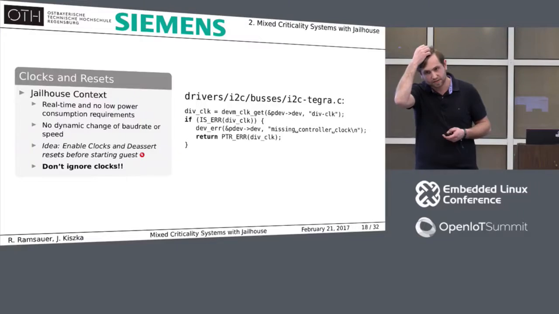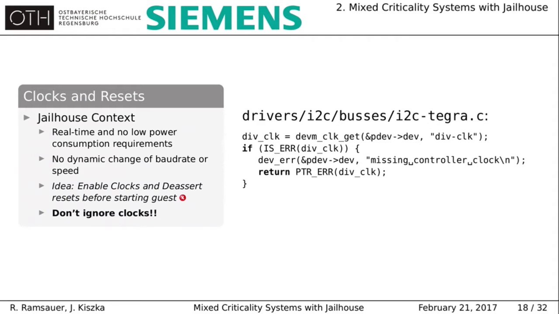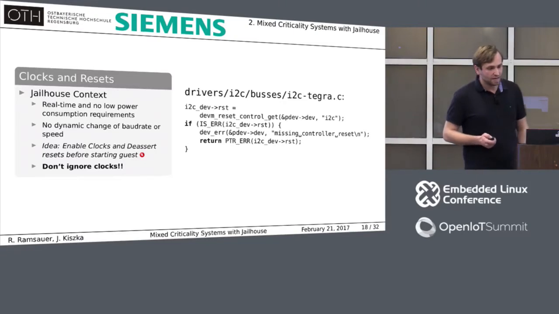So we first thought, okay, let's statically gate our clock before we start our cell, and we do not want to dynamically change the speed or baud rate of the device. So there is actually no need for clocks at all. So let's just not define clocks in our device tree. But it turned out that we must not ignore clocks, because device drivers make the strong assumptions that clocks are always available and they are aware of the state of the clock. The same is for reset lines, so we must not ignore reset lines. The driver will complain if you're not providing the reset line. So there is no way out.